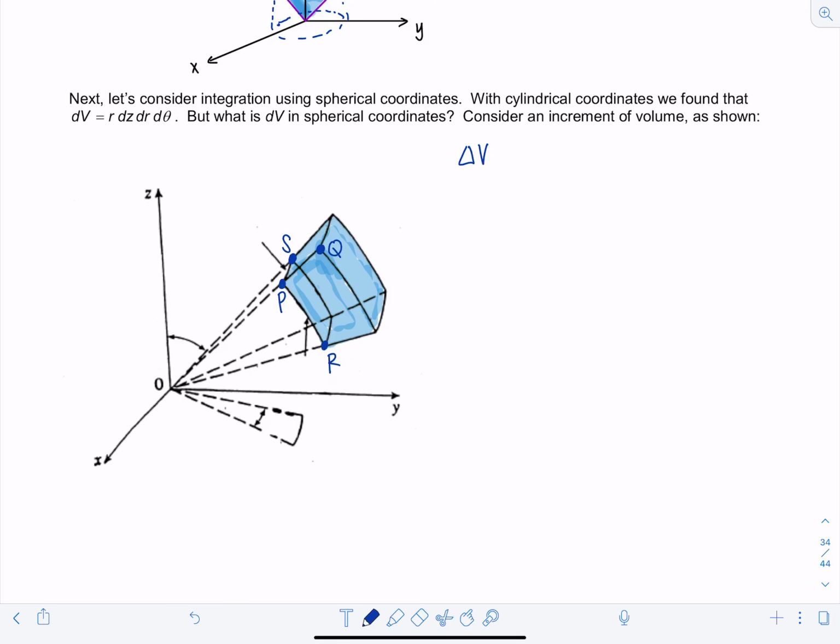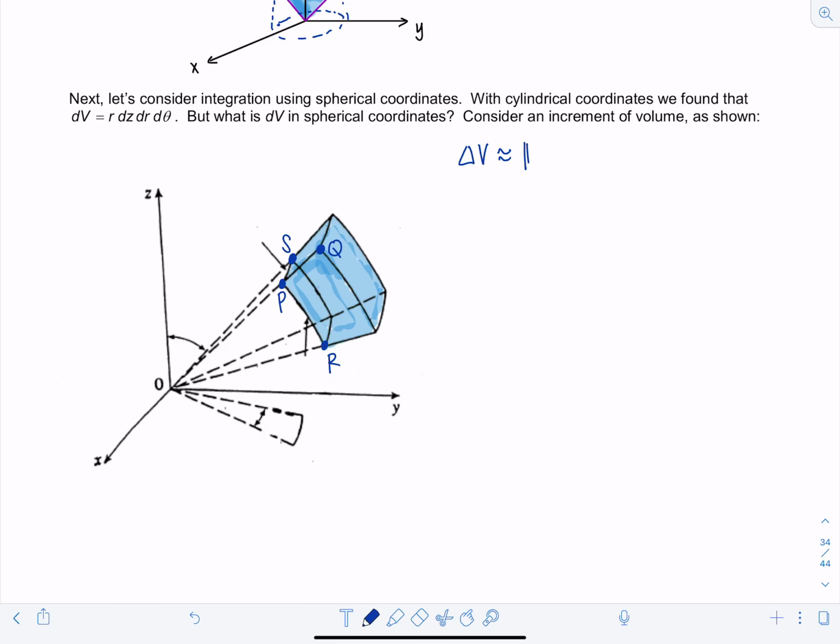Okay, very good. Now notice here we have some arrows designating changes that are going on. We'll fill those in momentarily. I just wanted to start with this part so far. So delta V, the change in volume, that increment of volume can be approximated by just taking its length times width times height, right? It's not a perfect rectangular solid, so this is an approximation.